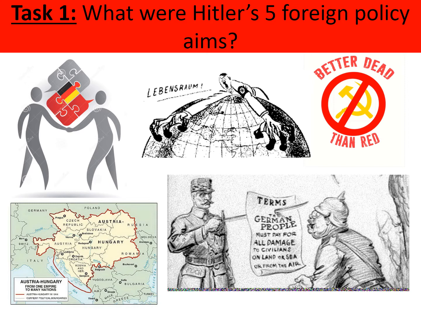So one of the other things that Hitler wanted to achieve through foreign policy was essentially to get rid of the Treaty of Versailles so that Germany didn't have to follow the rules anymore.